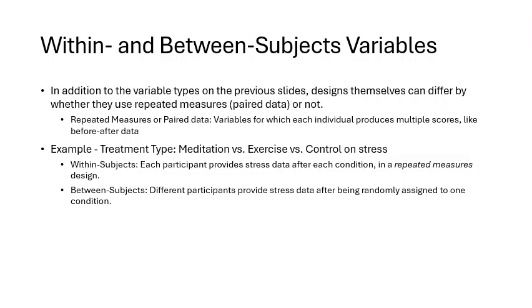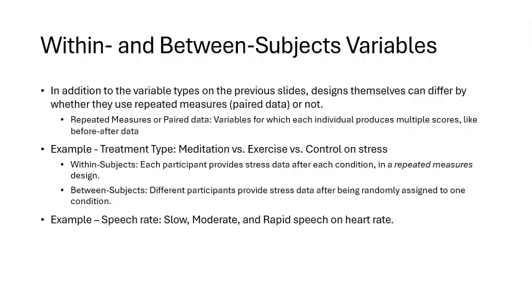Or we could have the very same variable, but we could do it between subjects, where different participants provide stress data after being randomly assigned to only one condition. So if each participant is participating in each condition, this is a within subjects design, and it's between subjects if each participant gets only one condition. So you can see we need fewer participants in the within subjects design.